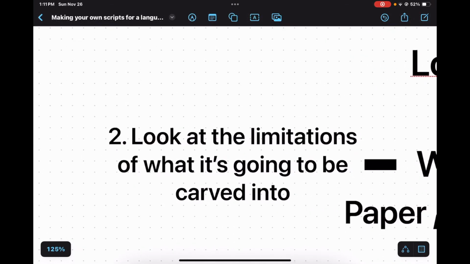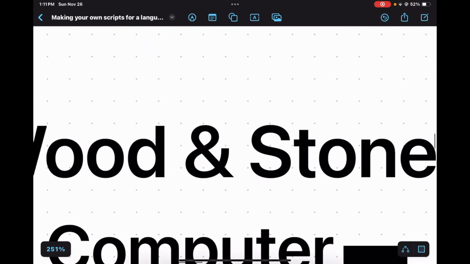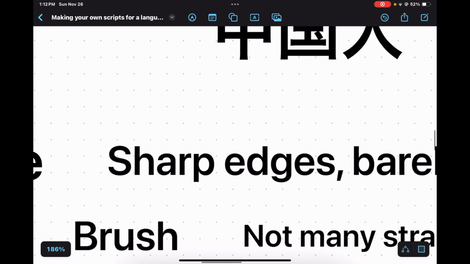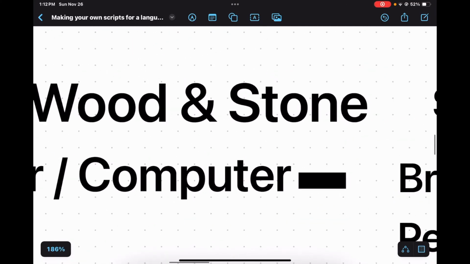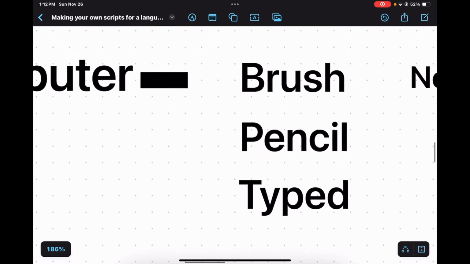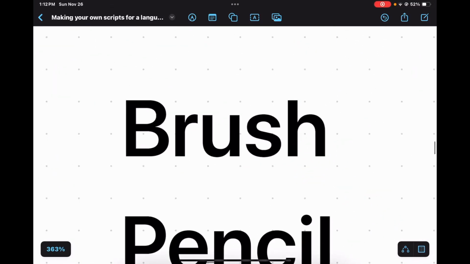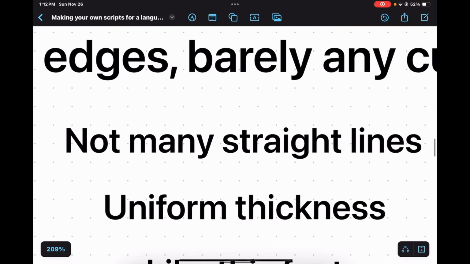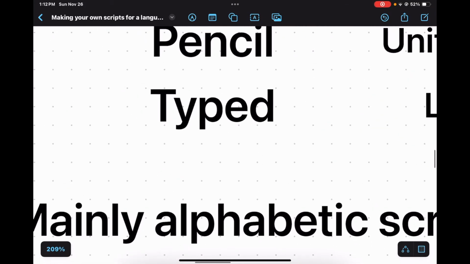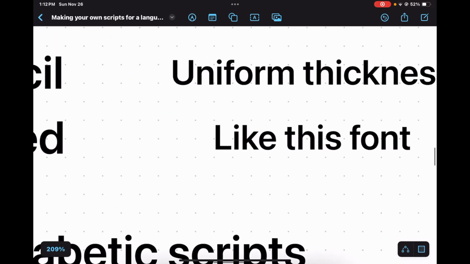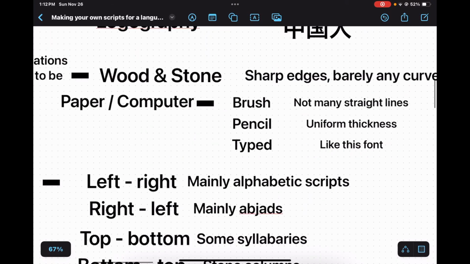Number 2, look at the limitations of what it's going to be carved into. Wood and stone will typically be sharp edges and barely have any curves. Paper or computers have subcategories. A brush is typically not many straight lines. Pencil is typically for uniform thickness. And if it's type, it's usually like this font.